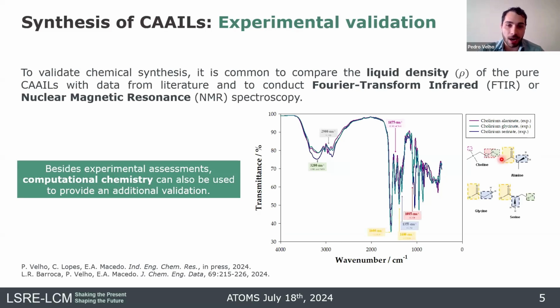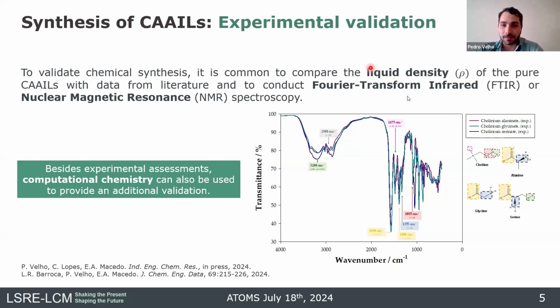Now, we have completed our ionic liquid, we have synthesized it, but we have to be sure that the chemical structure is the same that we really want to have. So in order to validate the chemical synthesis, what we can do, first of all, is to check liquid density, so as to be sure that there is no contamination from water or from ethanol. But if you really want to understand if the structure is correct, you have to, for example, analyze the Fourier transform infrared spectra or the nuclear magnetic resonance spectra.